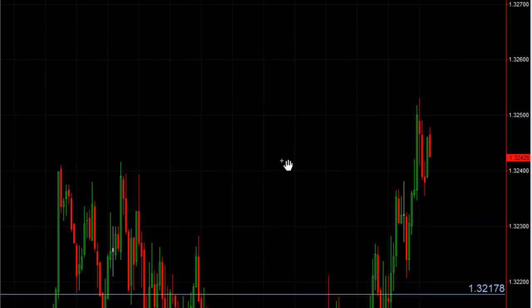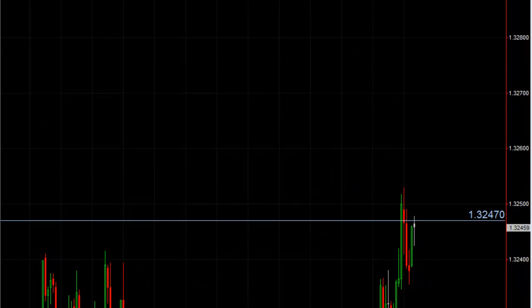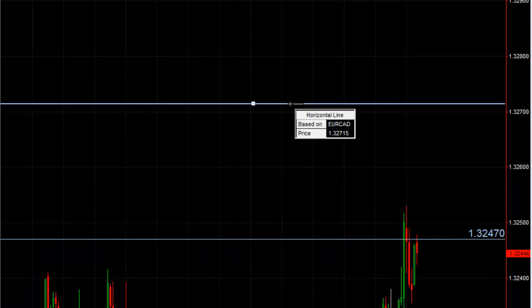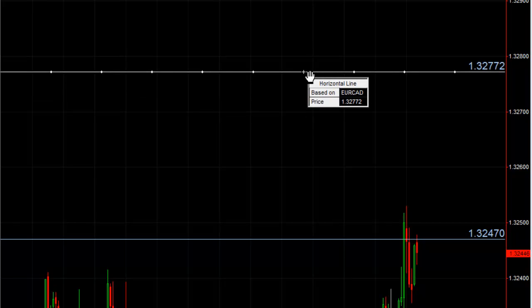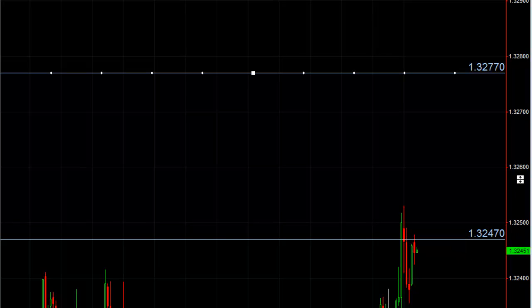the 1.3247 was an appropriate level to maybe go short from, and the best level to go short from would be right in the middle of the consolidation on the 4-hour chart, which was 1.3277 area.